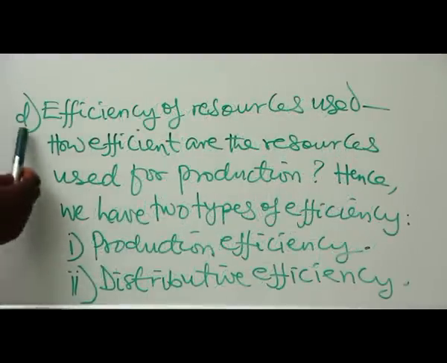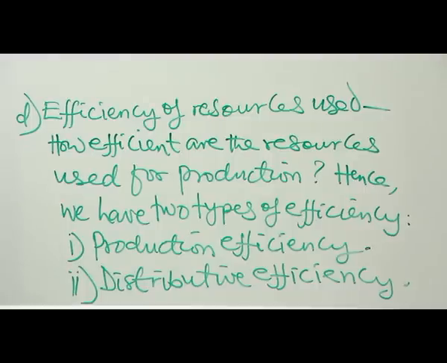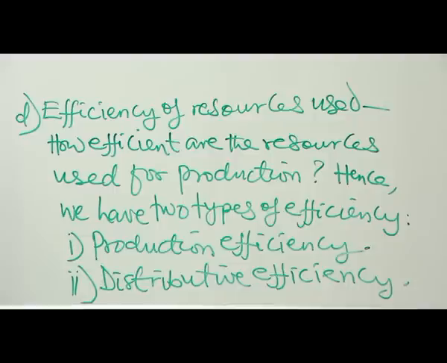And lastly, D, efficiency of resources used for production. How efficient are the resources used for production? And if we want to know this, we have two types of efficiency. One is production efficiency, the other one is distribution efficiency. We have production efficiency if the output ratio is greater than the input ratio. What we put in as entrepreneur is less than what we get. So we are saying that what we get as output is greater than what we put in as input. So we have production efficiency.